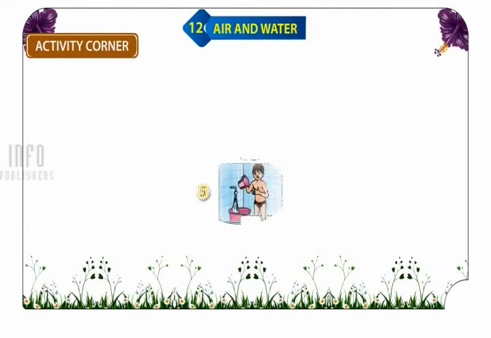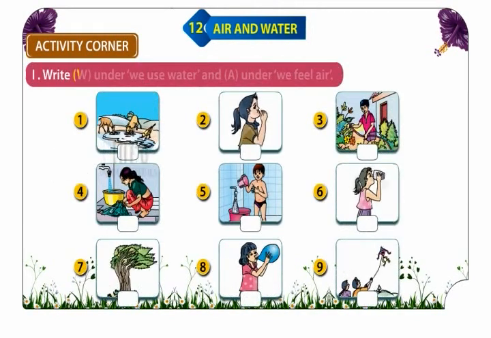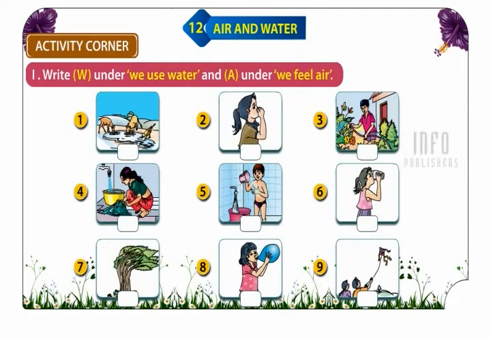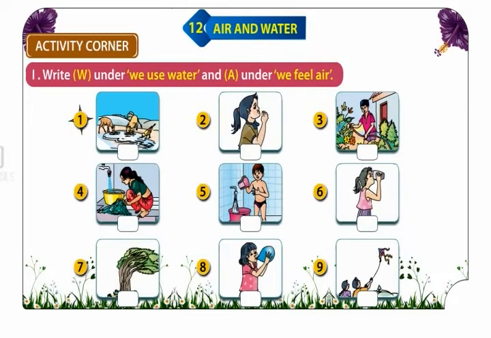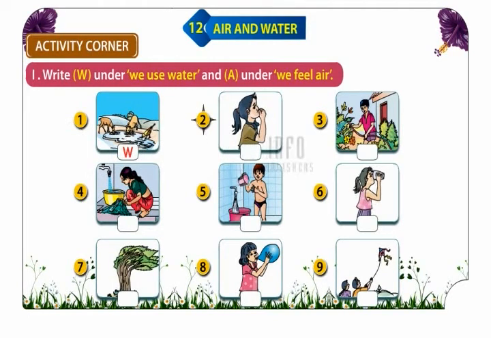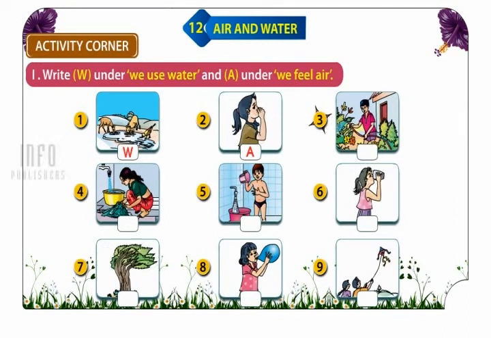Activity corner. Write W under we use water and A under we feel air. 1. Animals and birds also need water to drink. W. We use water. 2. We breathe out. A. We feel air. 3. For growing plants. W. We use water.